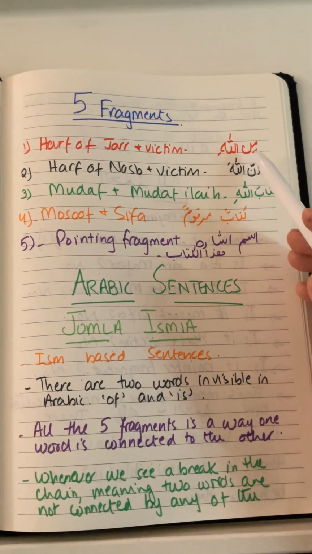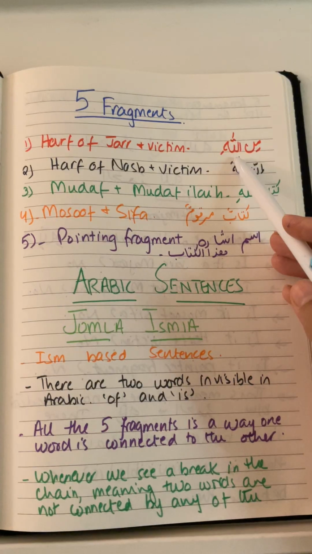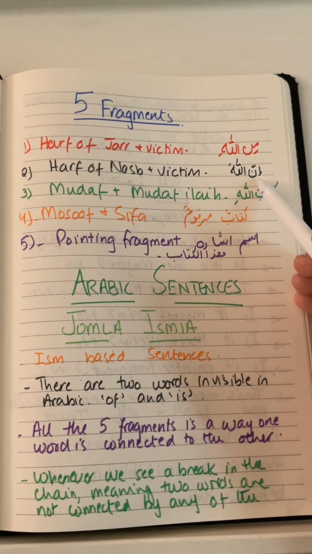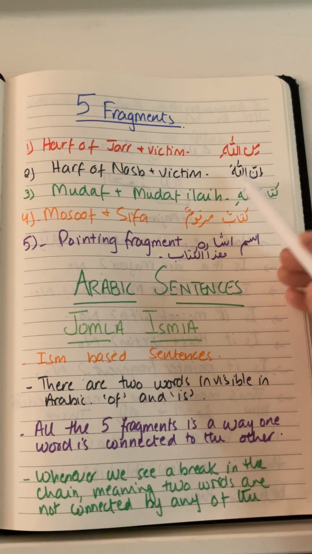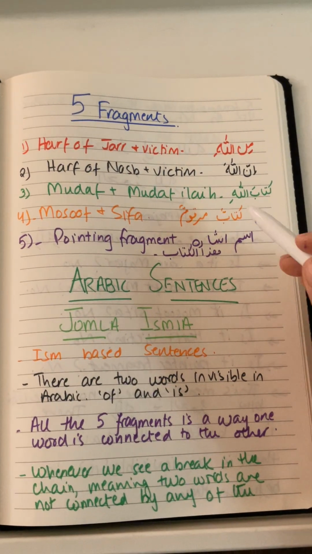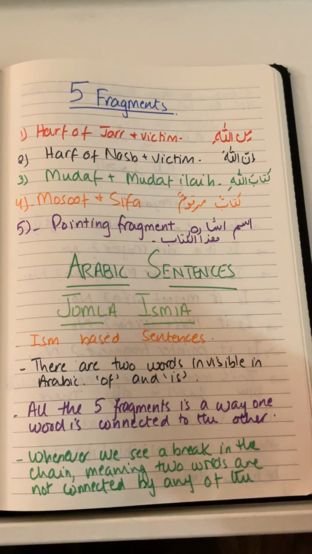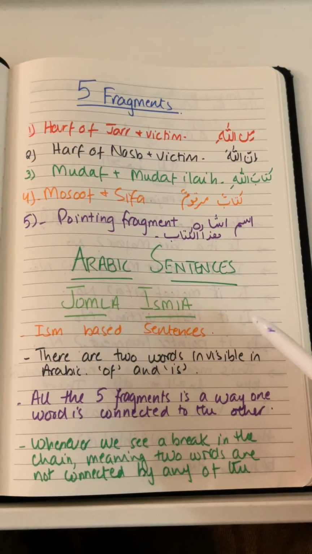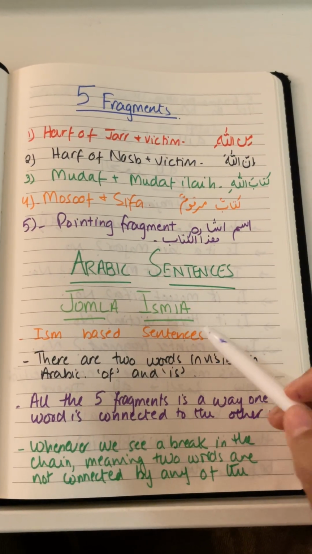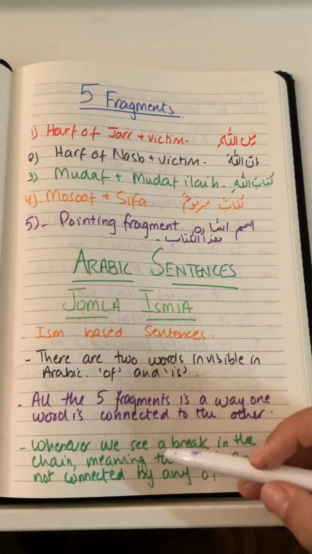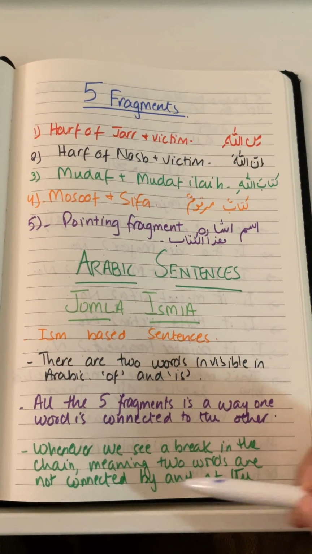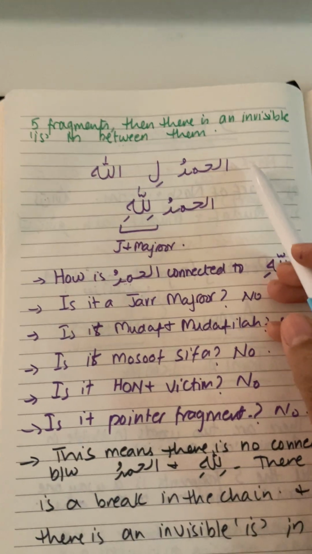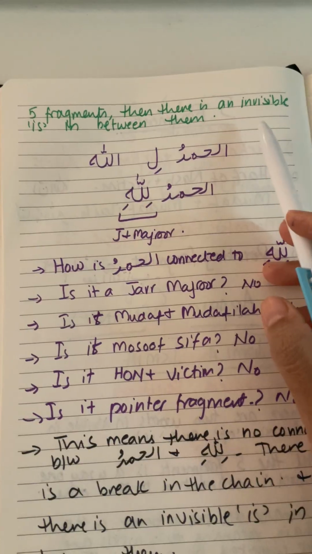Like min Allahi, we know that the harf of jar has made the next word jar, and in inna Allah, we know that this harf made the next word nasb. Similarly in all the five fragments, the two words are connected with one another in one way or the other. Whenever we see in an ayat or a sentence that the two words are not connecting with one another, and there is a break in the chain, meaning the two words are not connected by any of the five fragments, then there is an invisible "is" in between them.